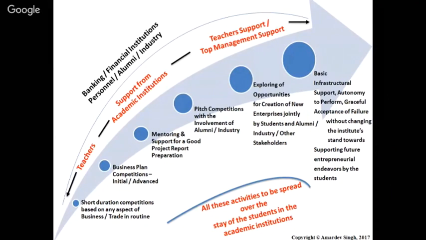Once this initial activity is done, the next level is your business plan competitions. We say B plan competitions. When we say B plan competitions, it can be at two levels: one can be initial, one can be advanced. When I say a business plan competition at the initial level, it means that you are not keeping as many limitations as there can be at an advanced level.